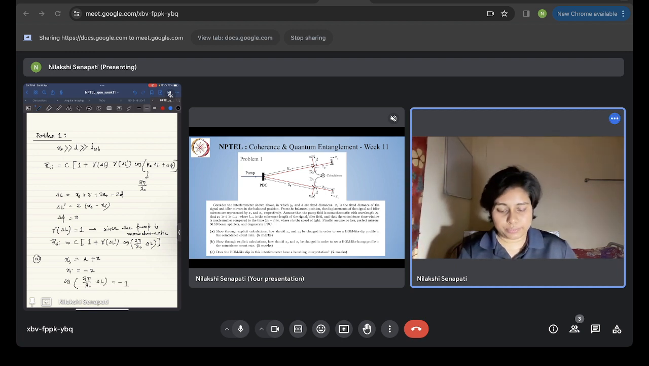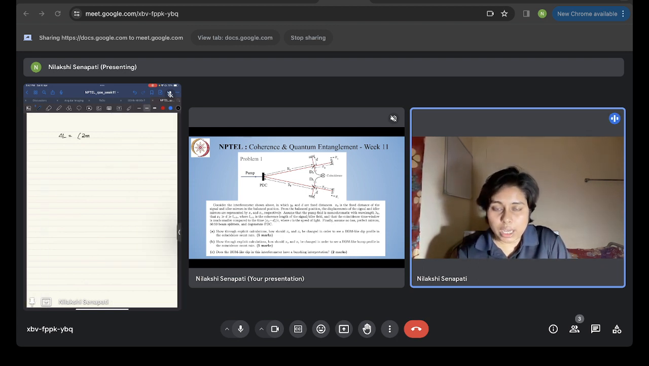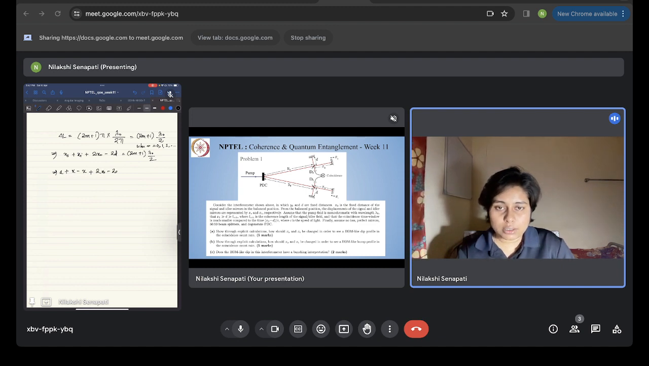This requires delta L equal to (2m plus 1) into pi into lambda 0 by 2 pi, because cos inverse of minus 1 equals pi, that's why. So again we can write this as (2m plus 1) into lambda 0 by 2, where m equal to 0, 1, 2. Now xs plus xi plus 2x0 minus 2d equal to (2m plus 1) lambda 0 by 2, and a plus x minus x plus 2x0 minus 2d equal to (2m plus 1) lambda 0 by 2. That means a equal to (2m plus 1) lambda 0 by 2 minus 2x0 plus 2d.